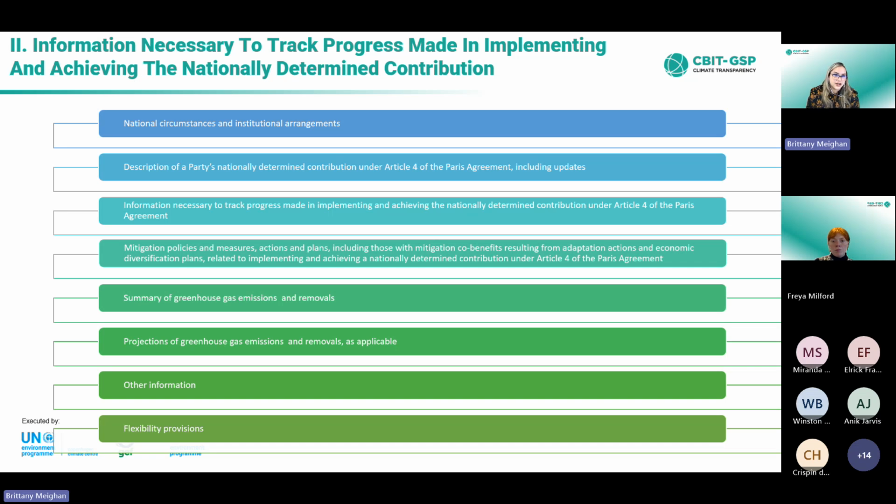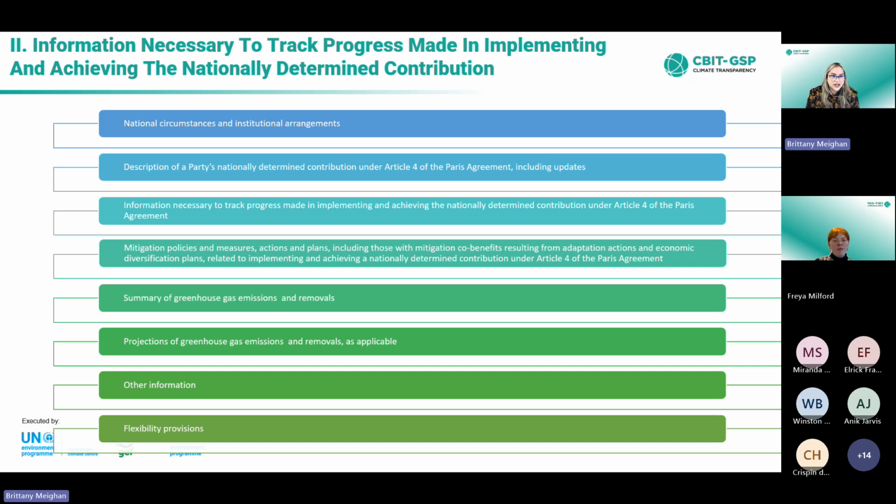And there's also this section in this chapter that describes the party's NDC. So a description of your NDC, and this is also an embedded part in your actual NDC. And the information to track progress in implementing and achieving your NDC. So what are the assumptions that you need to track progress? What are these policies? And so forth. What are the indicators that you're choosing?